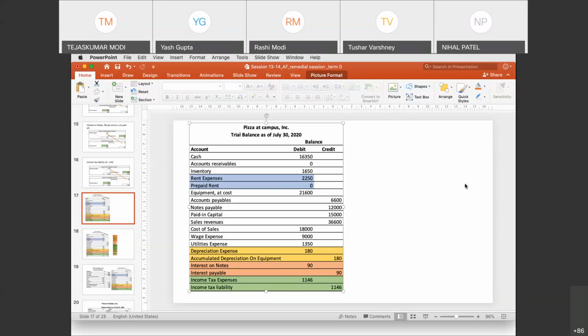Inventory. Yes, it is a current asset. So when I say inventory, it is goods stock, right? The goods that I'm selling, sir. The goods for which I have started the business. Very good.